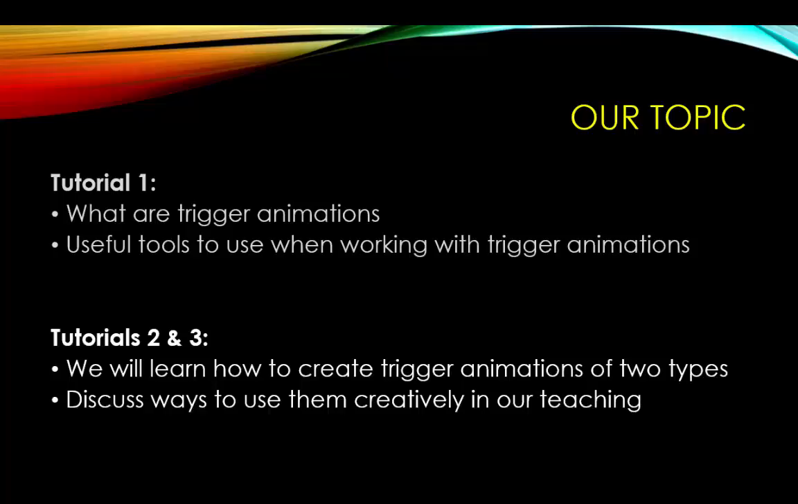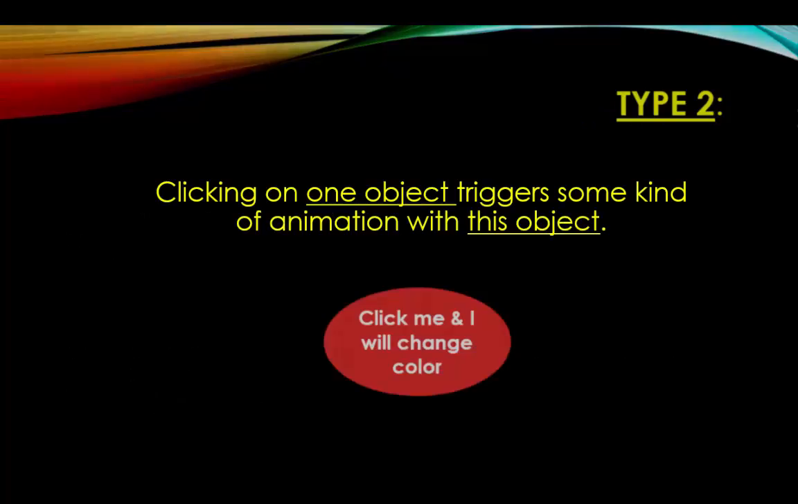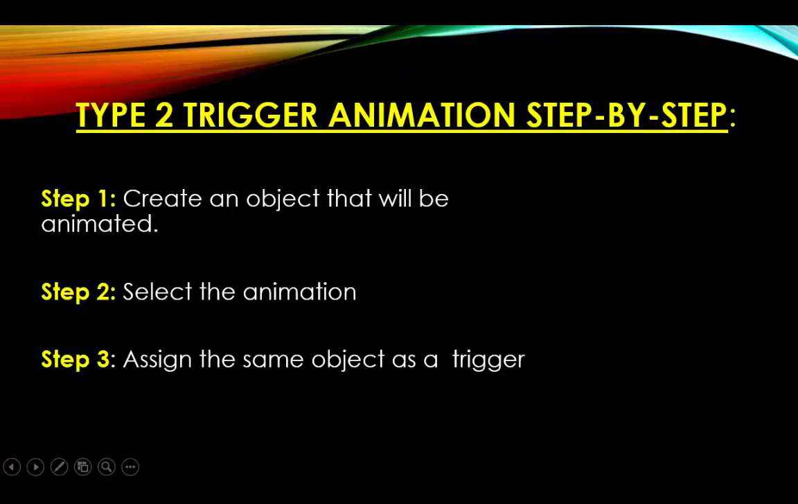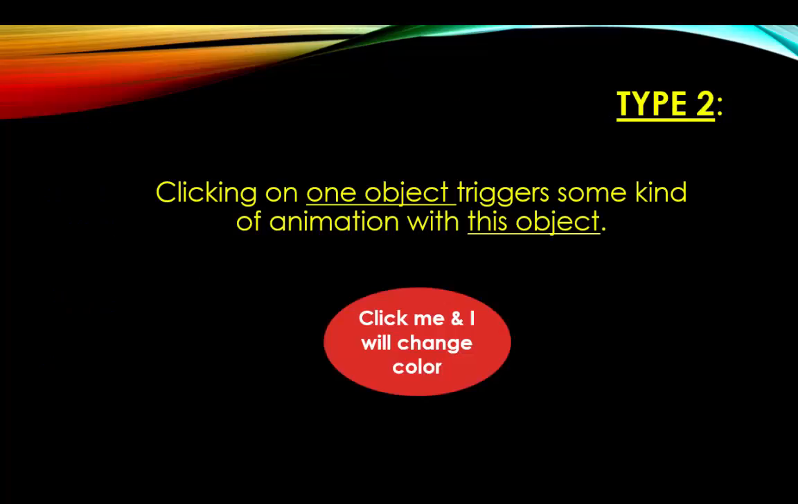And today we'll look at the trigger animation of the second type, which is when you click on one object and that triggers some kind of animation with the same object. So when I click this oval, it will change color. To create this animation step by step, you create an object that will be animated, you select the animation for this object, and then you assign the same object as a trigger.